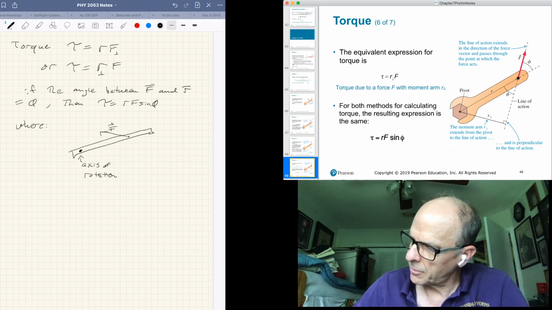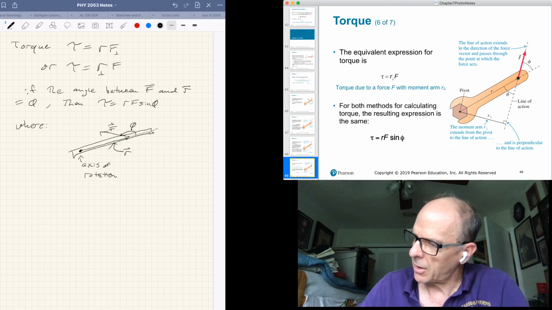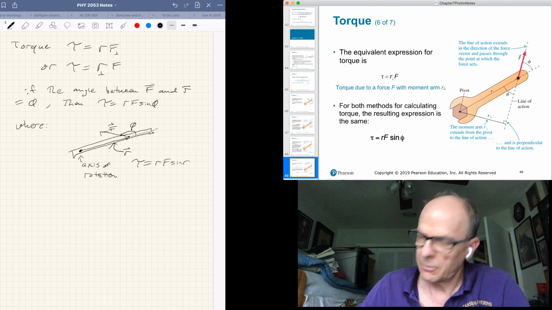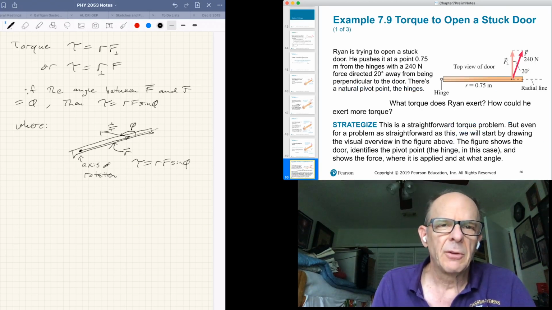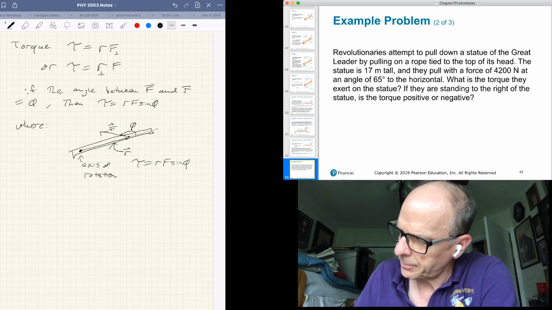In some random direction, then this is r, and so the angle phi is this angle. I would have to pick up my r and slide it out here so that it's starting at that same point. In that case, the torque is rF sine phi.